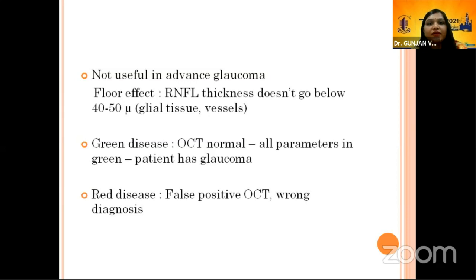The other fallacies are green disease and red disease. In green disease, OCT is normal, or all parameters are normal, like in green, but the patient still has glaucoma. Here, the subtle RNFL defect may be missed out, and it falls in the normative database. So the machine shows the green parameters. And in red disease, it is a false positive OCT, and it can lead to a wrong diagnosis.